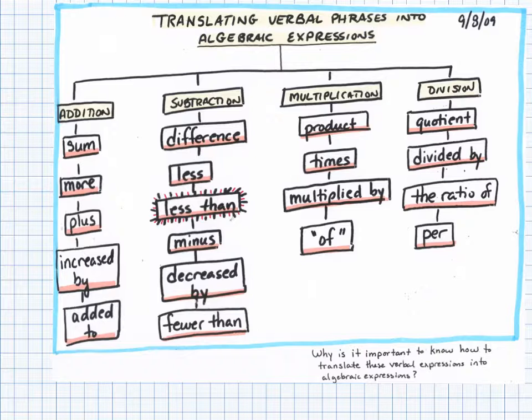Here's the same thing again, just a different chart I found online. We have addition, we've already talked about: sum, more, plus, increased by, added to. Subtraction is difference, less than, minus, decreased by, fewer than. Multiplication is product, times, multiplied by, of. Division is quotient, divided by, the ratio of, and per. Again, same thing, just going over it and over it so you get it into your head.